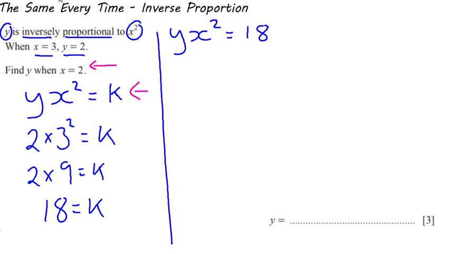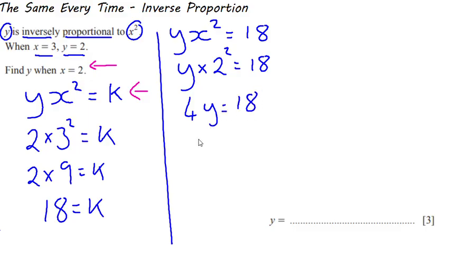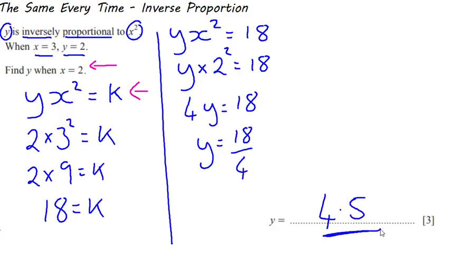So they're telling me that x equals 2, so I'm going to put x equals 2 into my equation. So y times 2 squared equals 18. 2 squared is 4, so 4 times y equals 18, and then y equals 18 divided by 4. Well, 18 divided by 4 makes a nice decimal, so I'm going to write my answer as a decimal there. If it didn't make a nice decimal that actually stops, then I might consider leaving my answer as a fraction. But that's the end of the question.